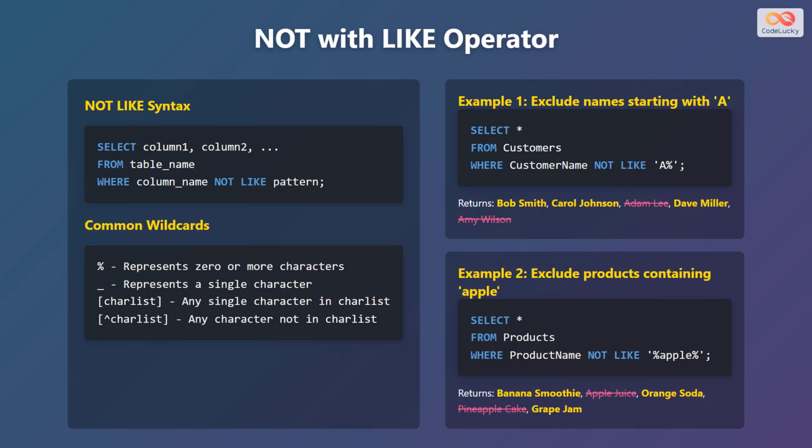For example, to exclude names starting with A, the query would be SELECT * FROM customers WHERE customer_name NOT LIKE 'A%'. This returns Bob Smith, Carol Johnson, Dave Miller, excluding Adam Lee and Amy Wilson. For example 2, to exclude products containing Apple, the query would be SELECT * FROM products WHERE product_name NOT LIKE '%Apple%'. This returns banana smoothie, orange soda, grape jam, excluding apple juice and pineapple cake.